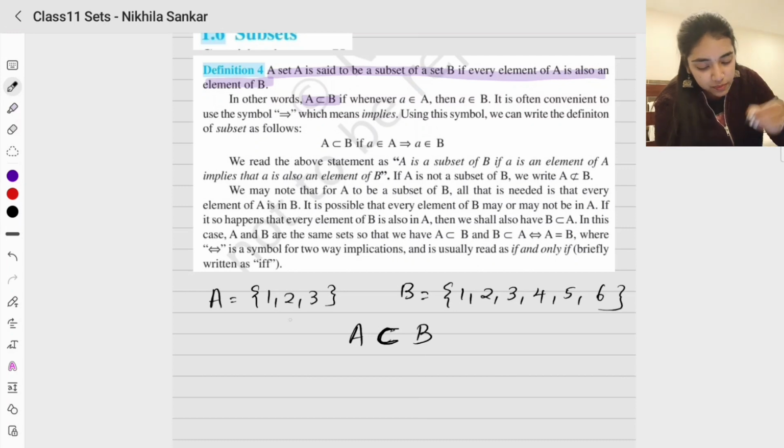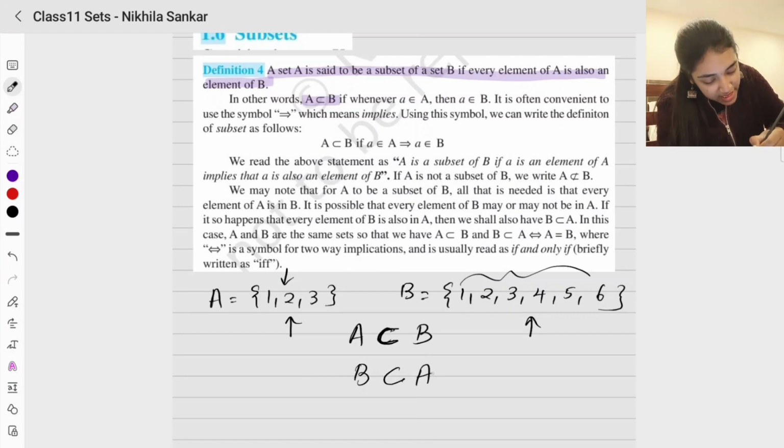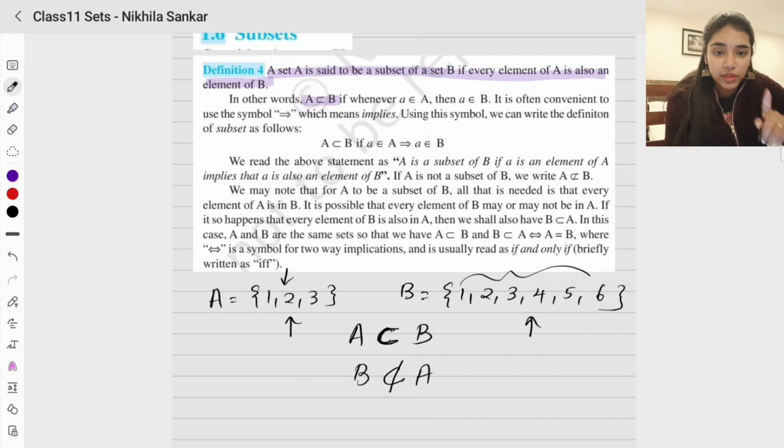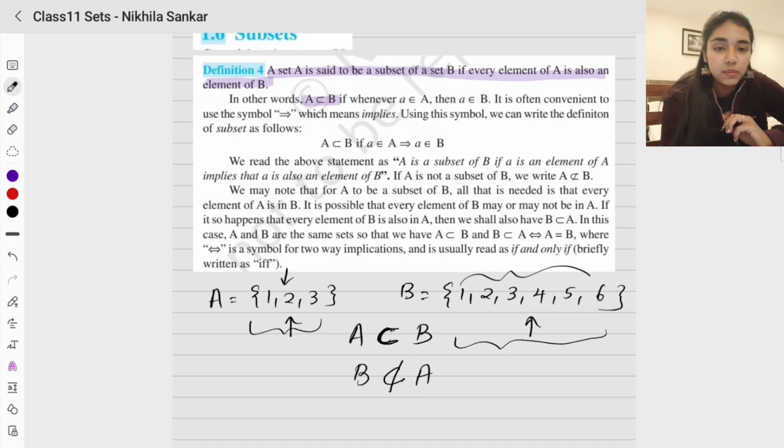Subset na என்ன அர்த்தம்? The elements, all the elements in A are going to be in B. But all the elements in B A ல இருக்கணுங்கிறது அவசியம் கிடையாது. We are not talking about B is a subset of A. இது கிடையாது. Okay, we are talking about A is a subset of B, which means all the elements which are in A are going to be in B.